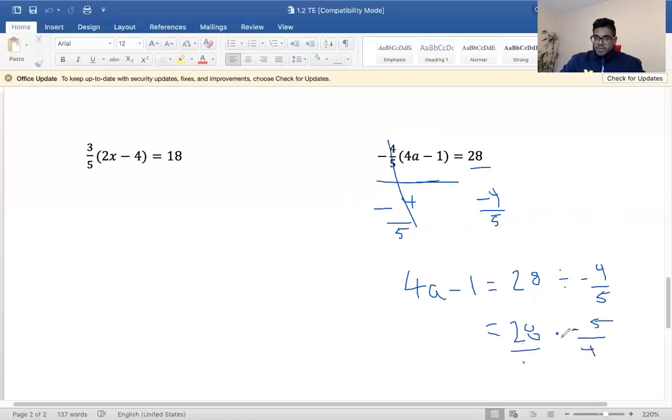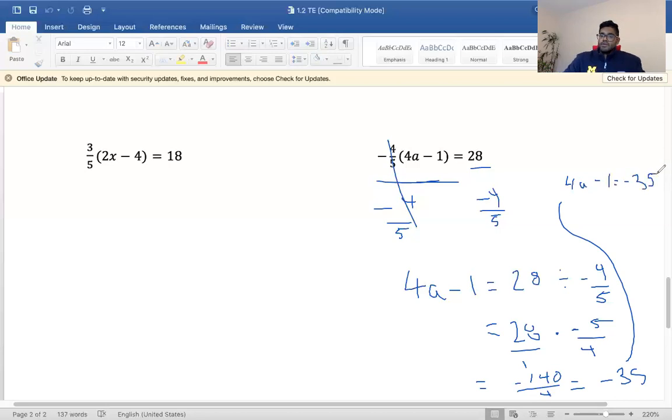This is 28 over 1, same thing, multiply straight across, and you get negative 140 over 4. Which is equal to negative 35. So then you can kind of come back and you go 4a minus 1 equals negative 35. And you can solve that from there.